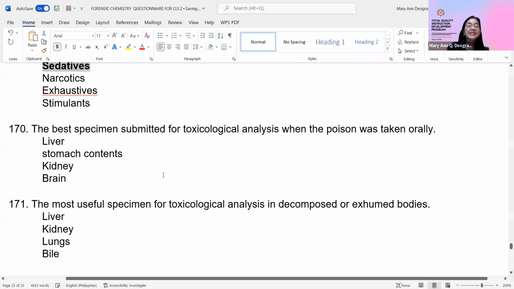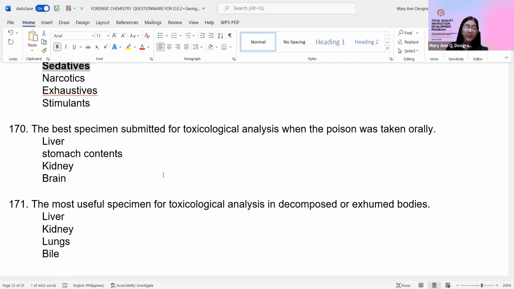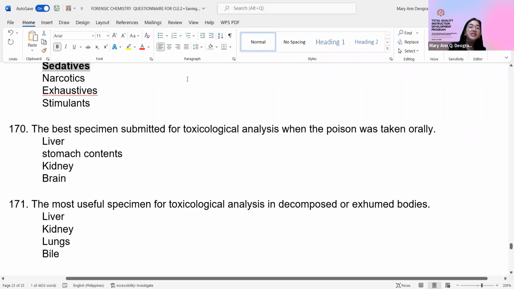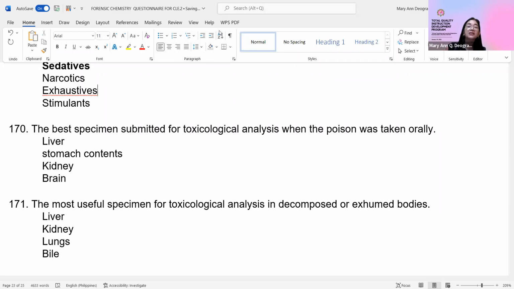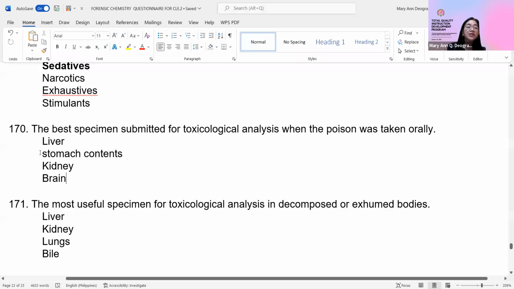The best specimen submitted for toxicological analysis when the poison was taken orally. O, kinain ng poison, anong specimen na isa-submit natin? Liver, stomach contents, kidney, brain. Letter? Kinain. Stomach, syempre. So, ito. Oral taking of the poison. So, nasa bituka yun. So, it is the stomach.